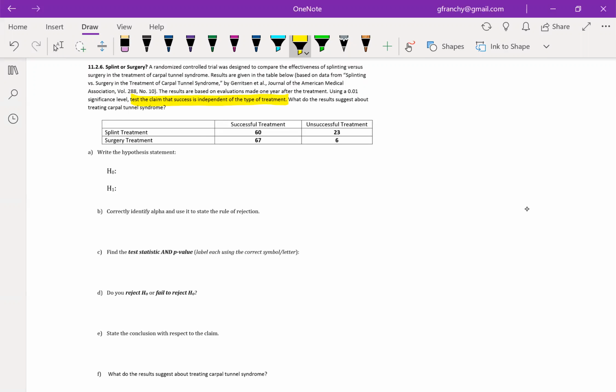What do the results suggest about treating carpal tunnel syndrome? So one of the nice things again about our test of independence is our null hypothesis will always be independent. Our alternate hypothesis will always be not independent. So we have treatment and success as our variables here. So our null hypothesis, treatment and success are independent.